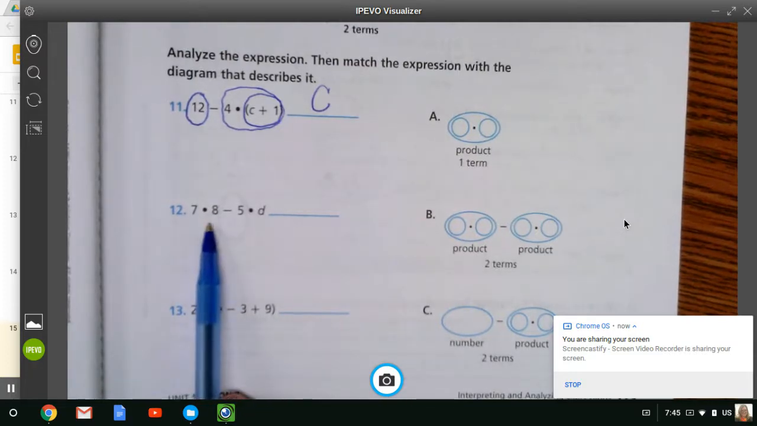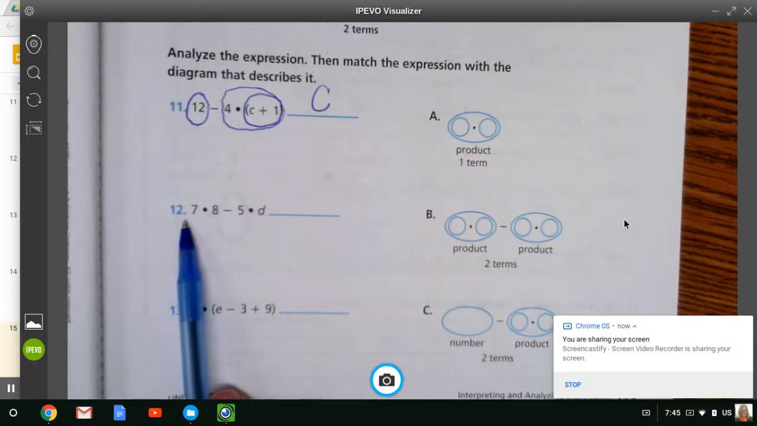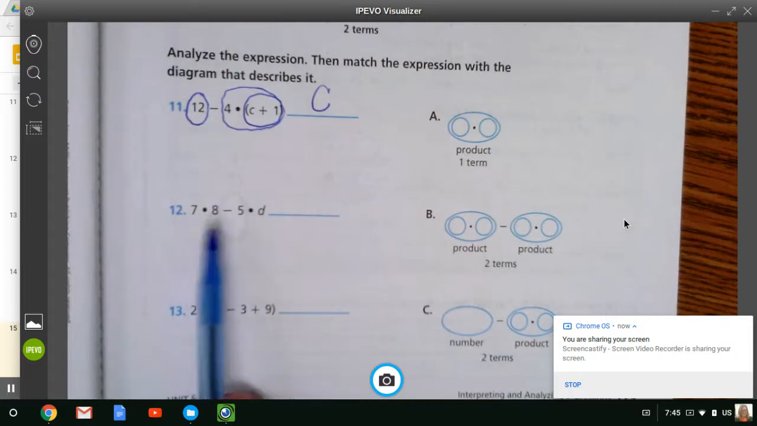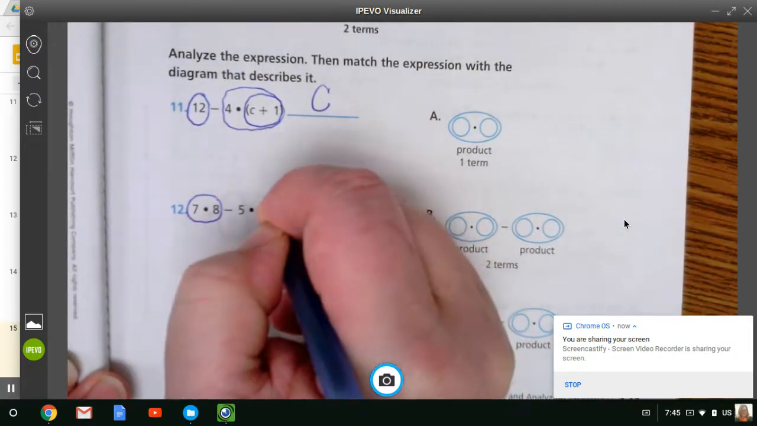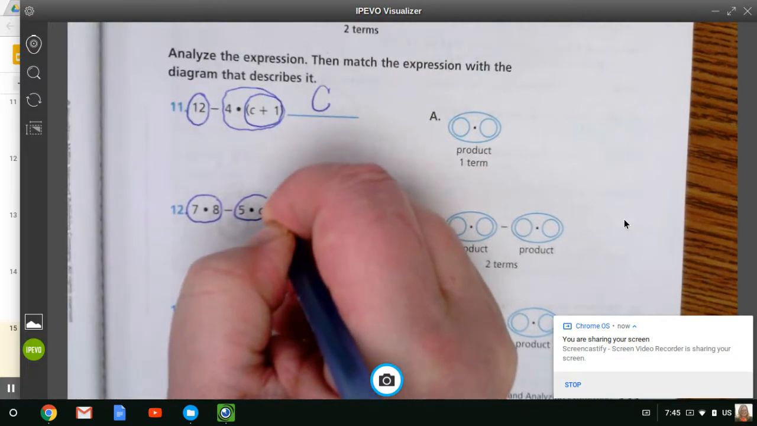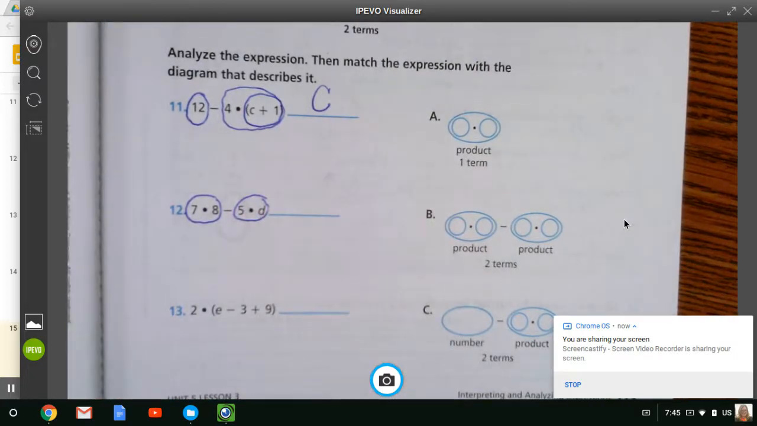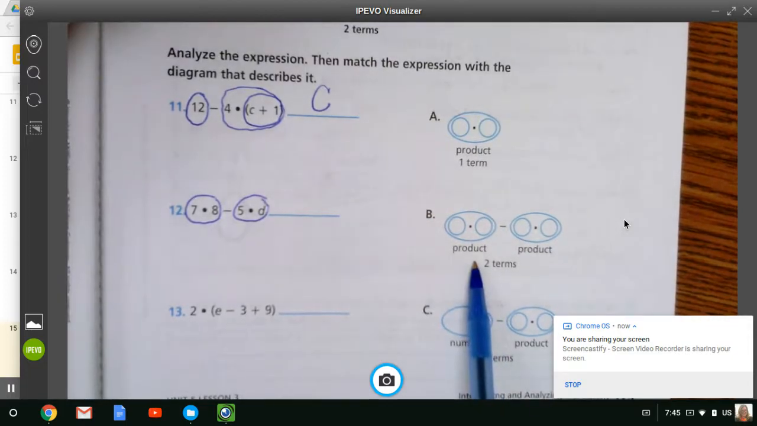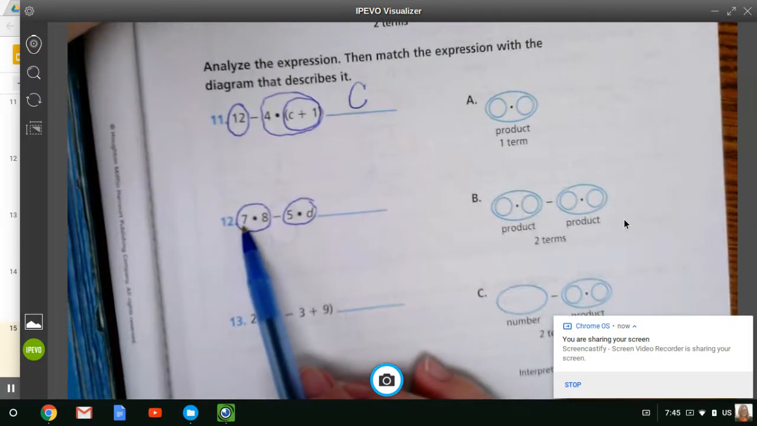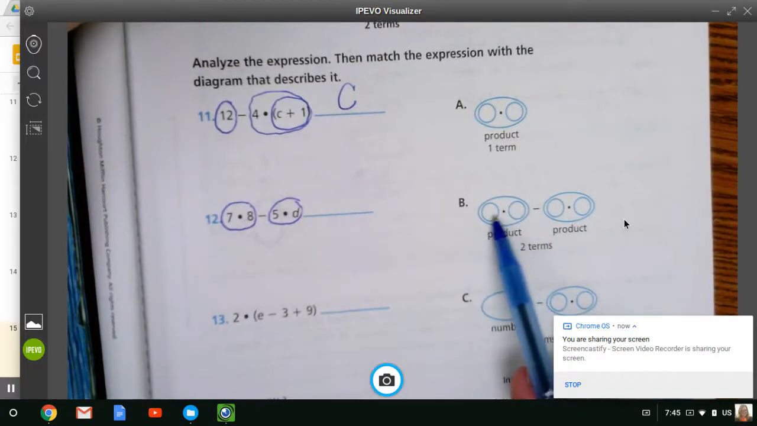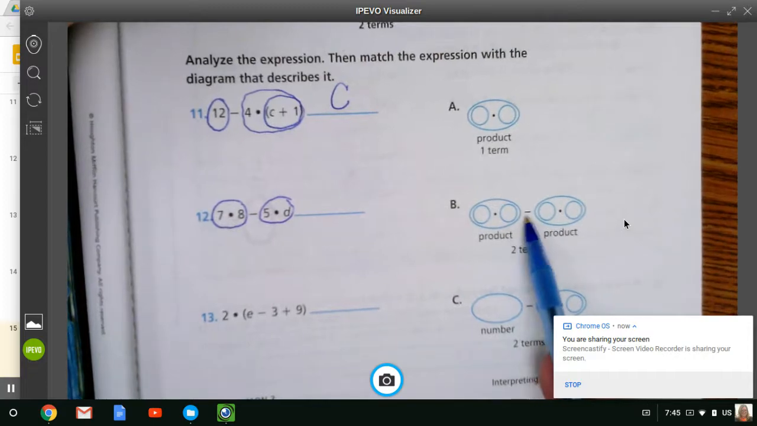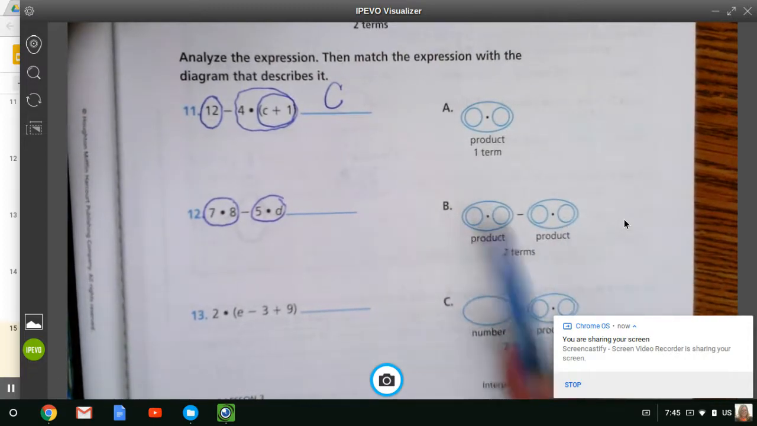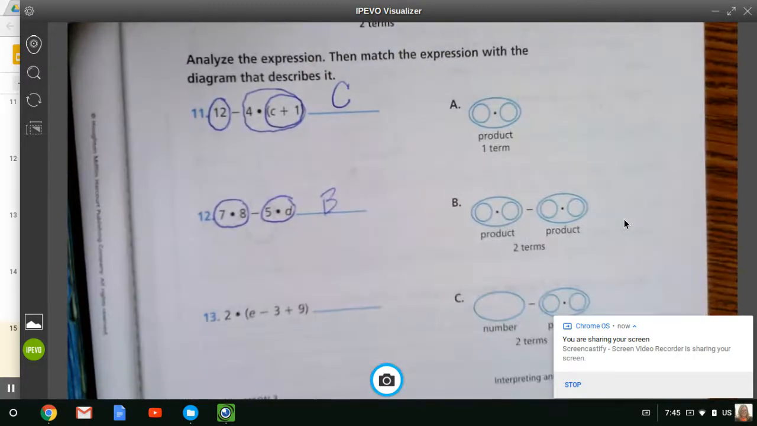Number 12, I see no parentheses, I see no powers, I see 2 multiplication problems, so I'm going to circle this one and this one, and I'm just going to leave that alone, and it's actually just going to be B, because you have your 7 and your 8, those are 2 individual parts that got multiplied together, subtract or minus the next 2, so B would become your answer here.